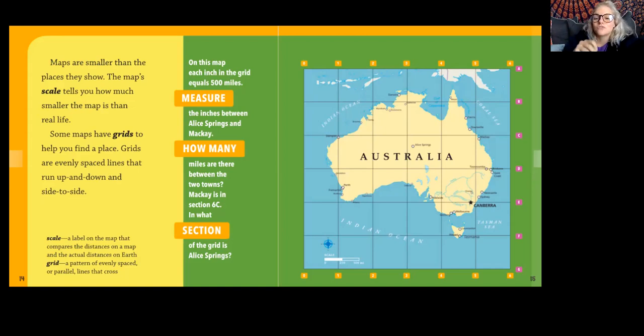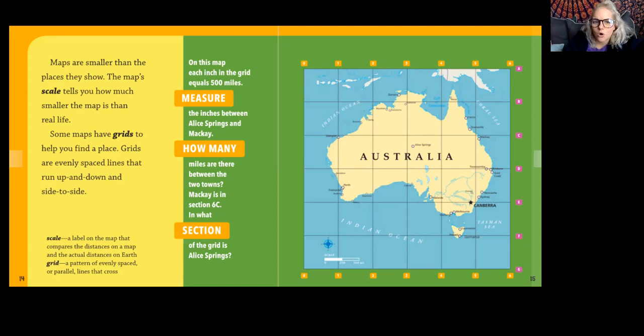Scales, for example, this means on this map, so this map right here, each inch on the grid, so 1 inch is right here, equals 500 miles, okay? So that means from here to here is 500 miles, from here to here is 500 miles, anywhere that you can go across. And then it says, how many miles are there between the two towns? McKay is in section 6C.